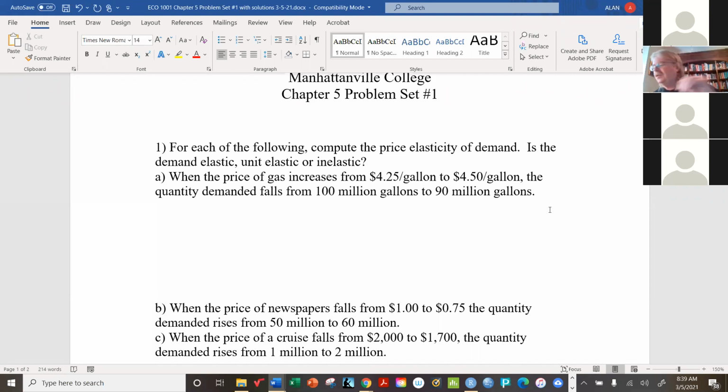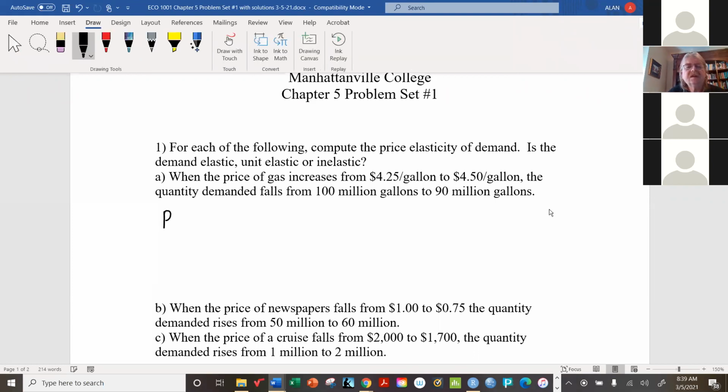Now, the way this works is that we're assuming that there's two prices and two quantities. So initially, the gas was selling for $4.25. And the price went up to $4.50. At the same time, though, the quantity, as a result, goes from 100 million. Now, when you have hundreds of millions like this, you can just leave it as 100 or 90. Including all those extra zeros will not actually affect the results. So you may as well just leave it as 100 and think of it as 100 million.